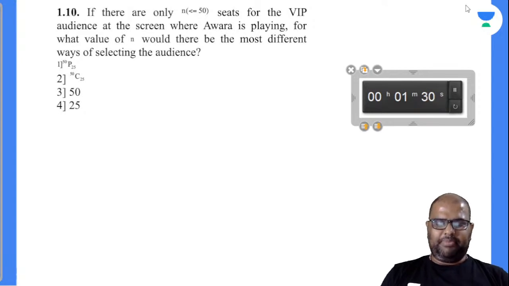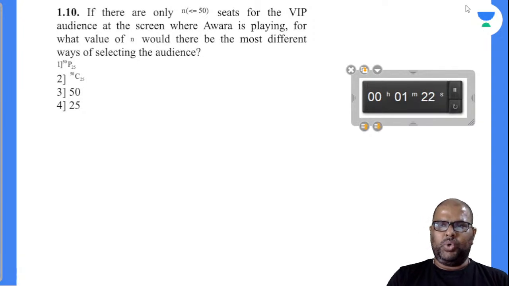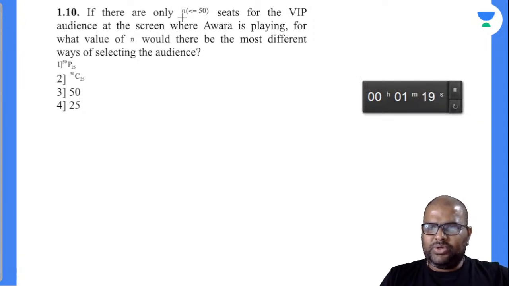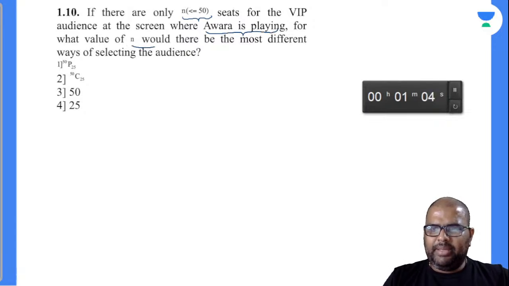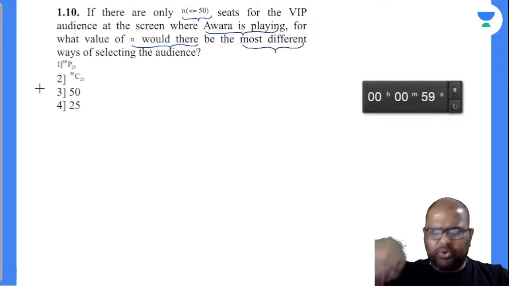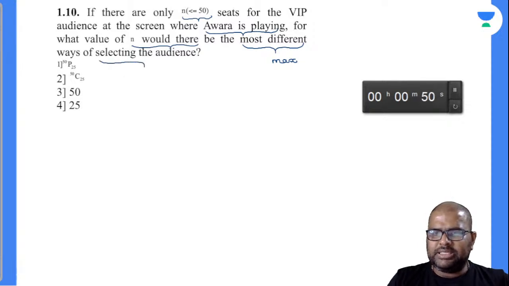We have solved a similar type of question day before yesterday, right? So I have changed the wording of this question, that's it. Remaining all are the same. If there are only n equal to 50 seats, there are only 50 seats it seems for the VIP audience at the screen where Avara is playing, for what value of n would there be the most different ways of selecting the audience? Most different ways means maximum. Different ways of selecting the audience.